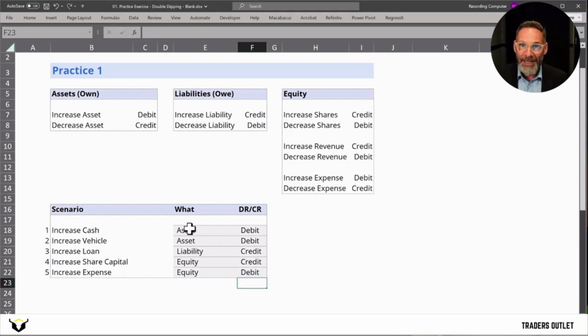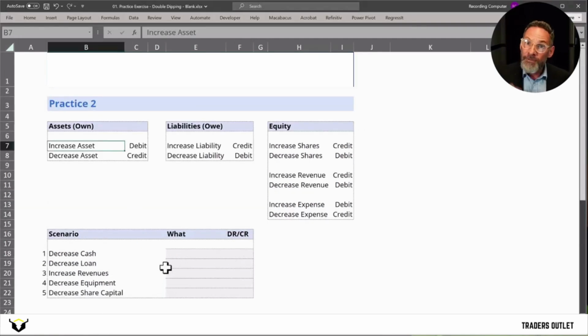Okay, so we've had a go together. Now turn to practice exercise 2. I'll just click on that now. Have a go through those 5 scenarios. And once you've had a go, then click on the next lesson and I'll debrief it with you.